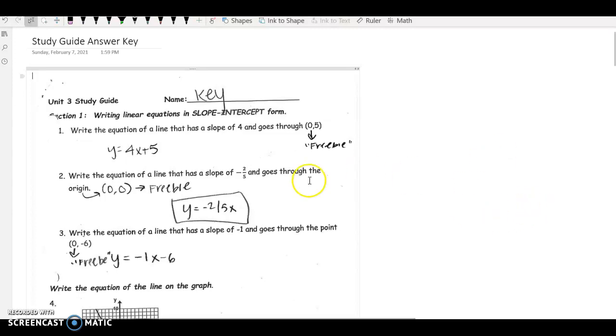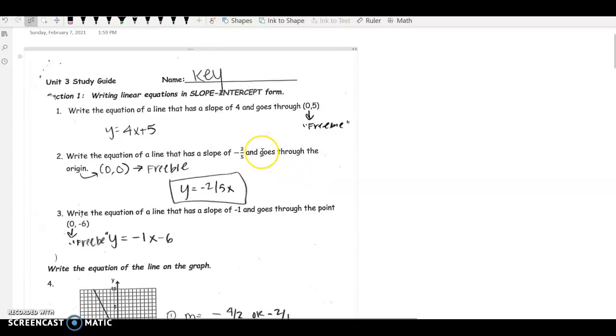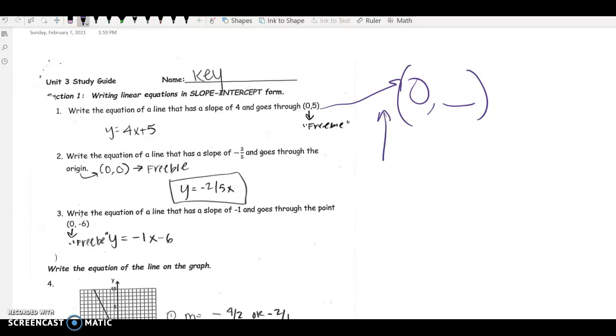So for number 1, it says write the equation of a line that has a slope of 4 and goes through (0, 5). Remember, we talked in the beginning of chapter 3 about anytime you have 0 and then a number, that is going to be my y-intercept. So if I were to graph (0, 5), I know that that point is up here, right? So that's a freebie. It's a free y-intercept, a free b in the y equals mx plus b. So I got y equals 4x plus 5.